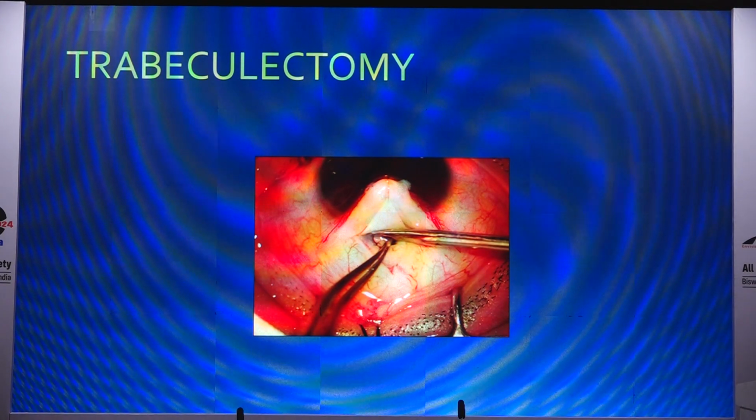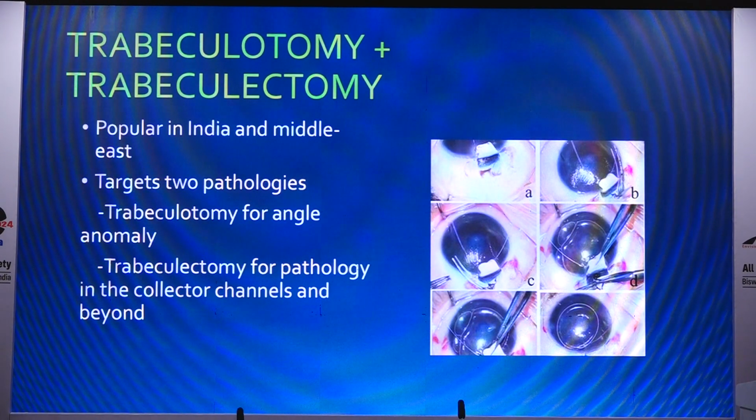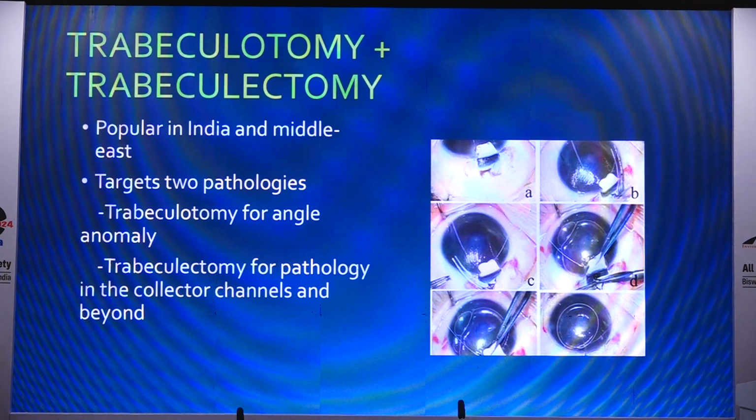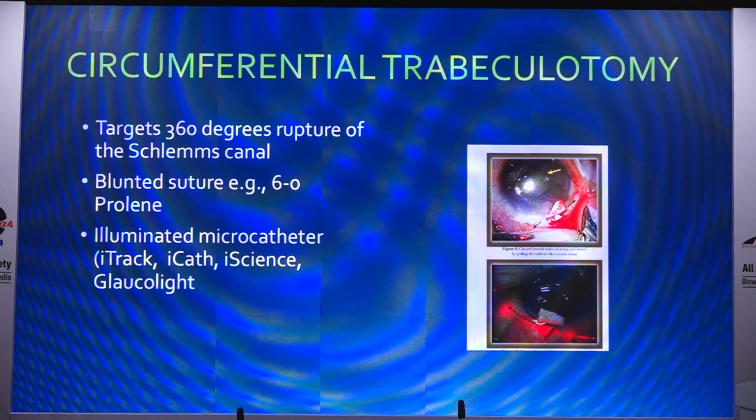This is the trabeculectomy technique. It is almost like what we do in an adult glaucoma surgery, and the combined trabeculotomy and trabeculectomy is by far the most commonly performed surgery in our setting, where the corneas are usually hazy, and it targets two pathologies. The trabeculotomy is for the angle anomaly, whereas the trabeculectomy is for the pathology in the collector channels and beyond. And then we have circumferential trabeculotomy, which targets 360 degrees rupture of the Schlemm's canal, either using a blunted suture, for example 6-0 Prolene, or using an illuminated microcatheter.